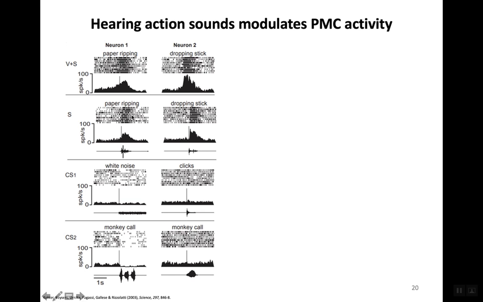Okay, so now is it the case that these mirror neurons simply have selectivity for sounds, or rather sensitivity to sounds in general? Well, that doesn't seem to be the story, because there's no clear increase in firing rate if the monkey is presented just with white noise or with a series of clicks.